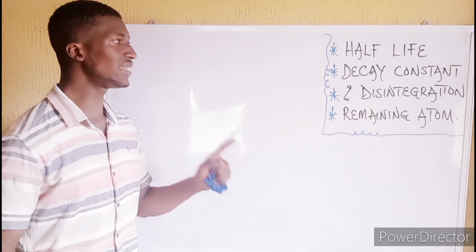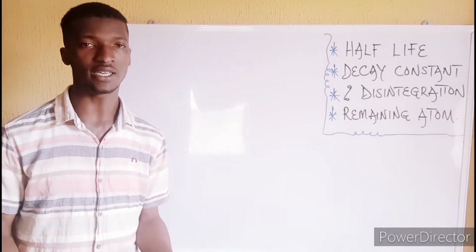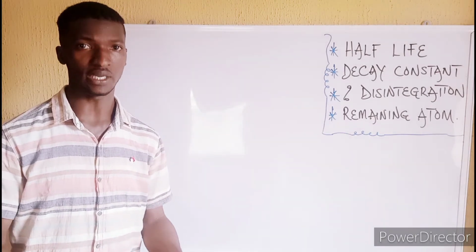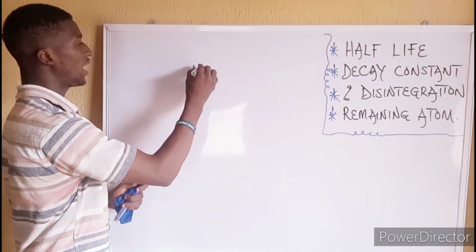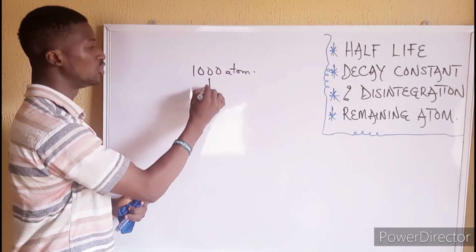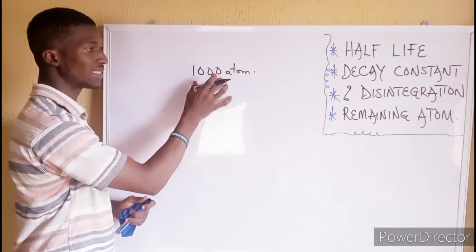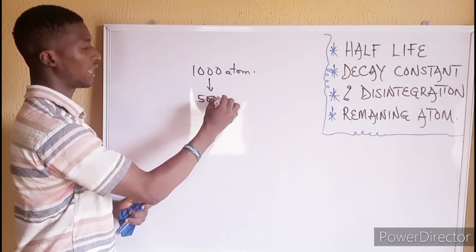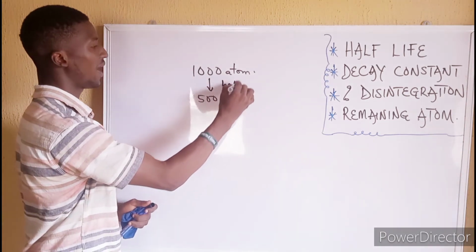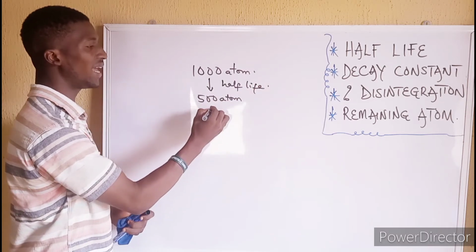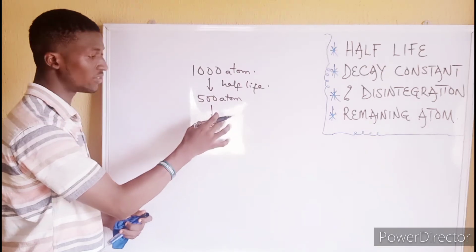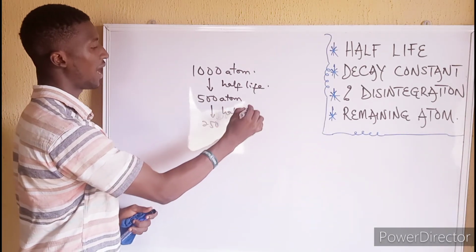Let's get started. What is half-life? Half-life is the time taken for half of the atoms of a radioactive material to disintegrate. Meaning that if I have 1,000 atoms, the time taken for this to be reduced to half of 1,000, which is 500 atoms. The time taken for this to occur is called the half-life. As well as the time taken for this particular 500 to disintegrate to 250, half of 500 being 250, we also call this the half-life.